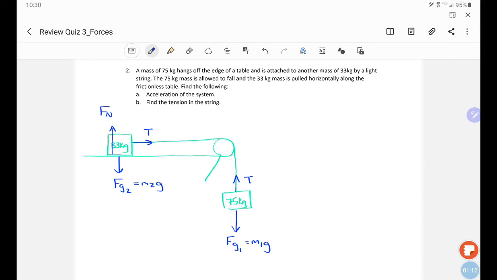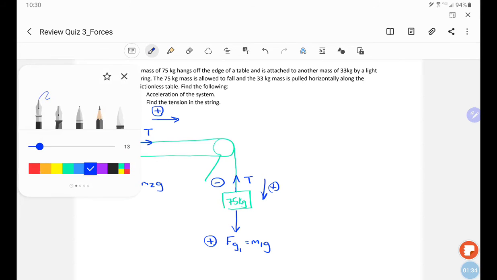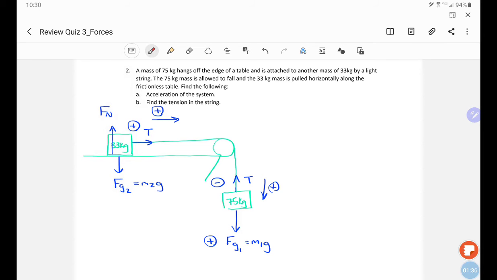When the system is placed in motion, the 75 kilogram mass falls down, so that direction is positive. Therefore, gravity is positive, tension is negative for the 75 kilogram mass, and the 33 kilogram mass moves in this direction, so this way is positive. Therefore, tension is positive. In order to find acceleration, guys, you can either memorize the equation or you can easily derive it. I'll derive it here for you.